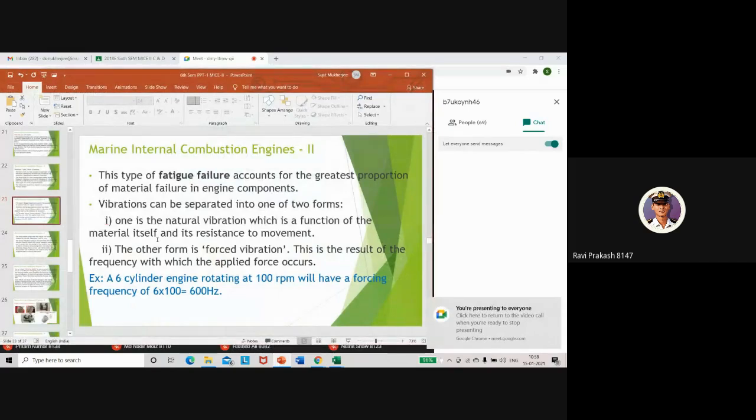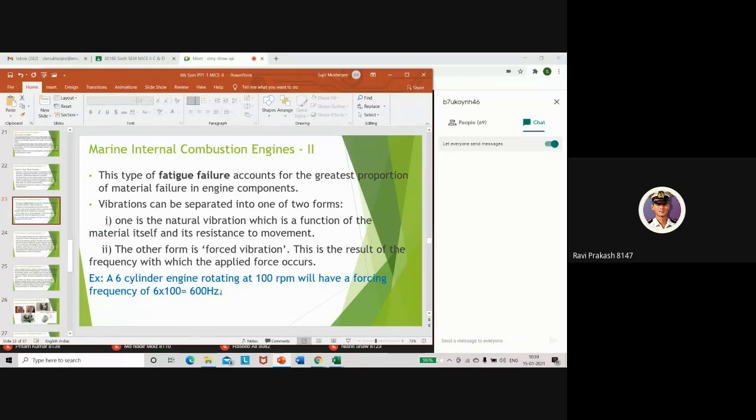One is natural frequency of vibration and one is forced vibration. This is the result of the frequency with which the applied force occurs. If I hit it once, there is no frequency really. It is only a one-time force. But if I keep striking it, then I have a forcing frequency, that means the frequency of applied force. The example in an engine is a six-cylinder engine rotating at 100 RPM, which will have a forcing frequency of, I think, 6 into 100 hertz.